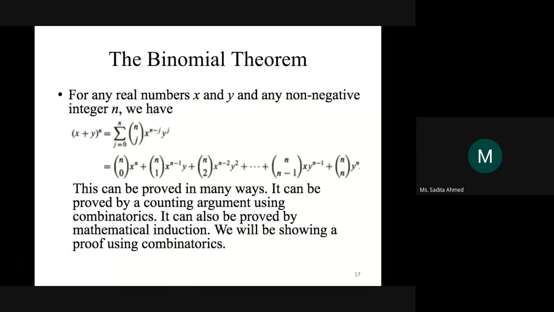Okay? So basically, we have n options to choose x. We have n options to choose x. And how many times do we have to choose x to get x to the power of n? To get x to the power of n, how many times should we choose x?